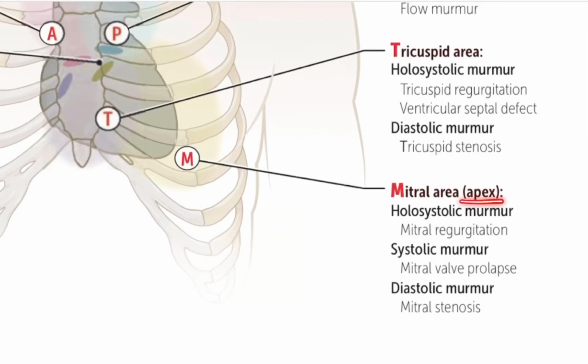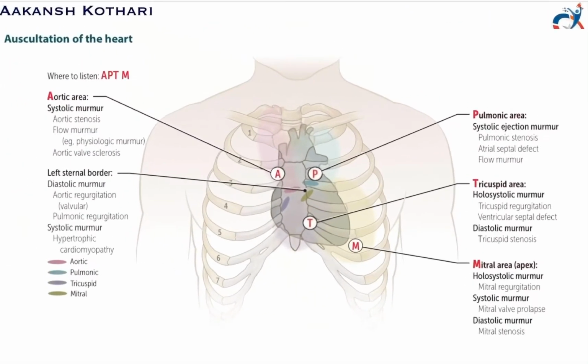Now talking about the last section of murmurs, that is the mitral area, which is present at the apex, there are all three kinds of murmur heard: holosystolic murmur, systolic murmur and diastolic murmur. I remember it by RVS, because mitral regurgitation, mitral valve prolapse and mitral stenosis. Is this clear? So these are the different types of murmurs heard on the different parts of the chest, that is aortic area, pulmonary area, tricuspid area, mitral area. Is this clear?